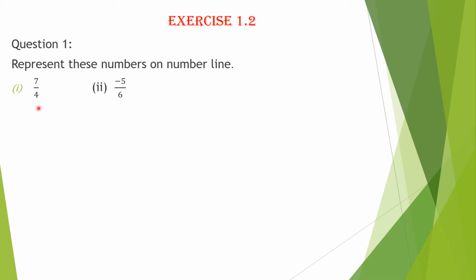Now we will represent on the number line minus 1, 0, 1 and 2 and so on, on the left or right side. But how many parts do we need to make in between two whole numbers? Suppose we have taken 0 and 1. How many parts do we need to divide it into? That depends on the denominator. Now, what is our denominator here? Our denominator is 4.